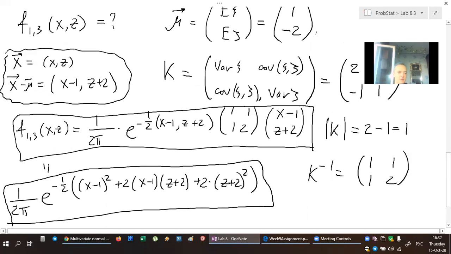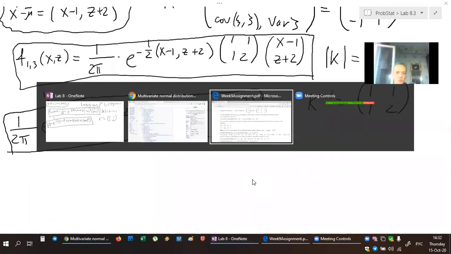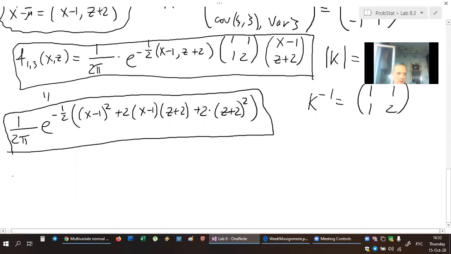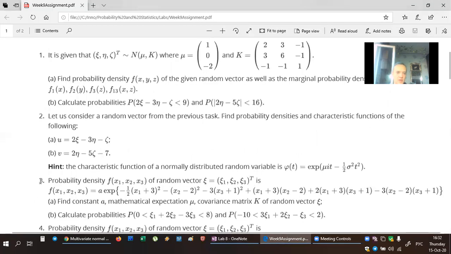Okay, is it clear? Any questions? Clear. Lovely. Let's move on. And now we maybe solve 1b. So in 1b, we have to find the probability that this random variable is less than 9.